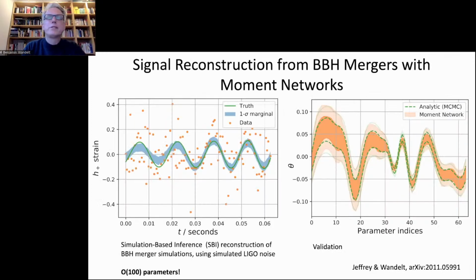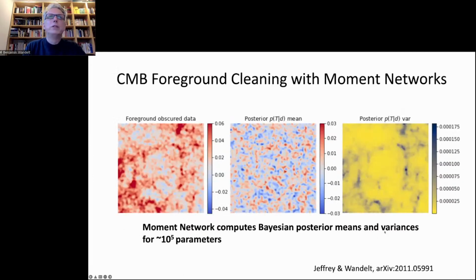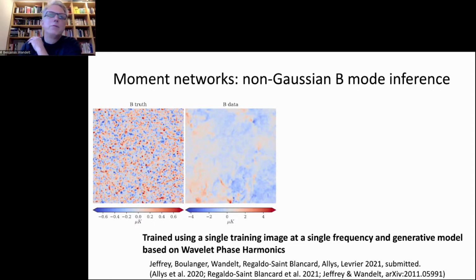I'm going to skip over this. This is an example in the paper that's highlighted here for gravitational wave inference, so not a cosmological example. Here's a cosmic microwave background foreground cleaning example, where now we have 10 to the 5 parameters, all the pixels here, and basically you start with foreground obscured data and you get the mean and variance at every point, and you see the variance actually depends on the input data, just because the model is very non-Gaussian. It would not do that for a Gaussian model. Here's the same thing applied to cosmic microwave background polarization data.